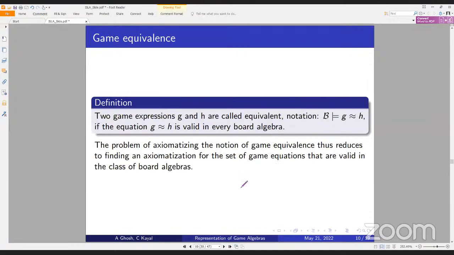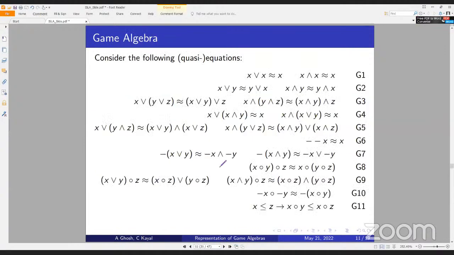So in short, you can say that two games are equivalent if the outcome relations of these two games are equal, right? In this class of algebras. Now another way to see it is a game algebra. So I'll try to go fast here.